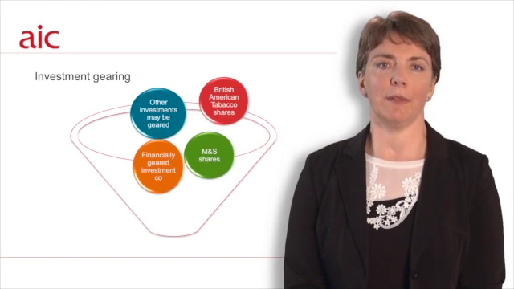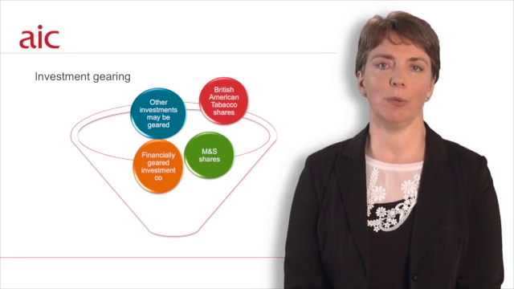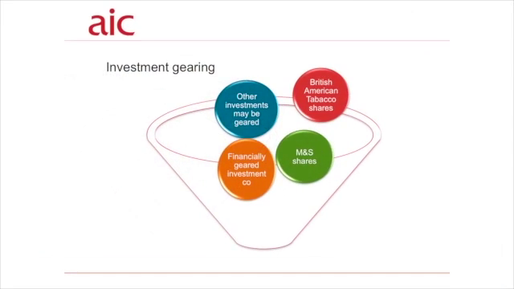So our third part of gearing is investment gearing. So that's what's inside the underlying portfolio. Some examples are Marks and Spencer's and British American Tobacco. They are also geared investments. Investment company managers can buy other investment companies and investment trust shares that may be geared, but remember that there are rules surrounding and restricting the amount that they can buy.